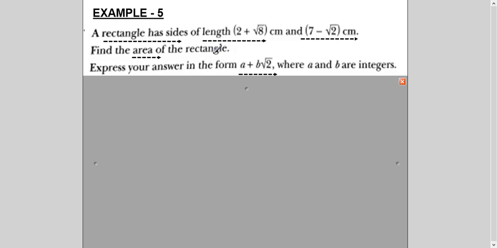Okay, so what is the area of a rectangle? I hope everybody knows it. Length into width or length into breadth.